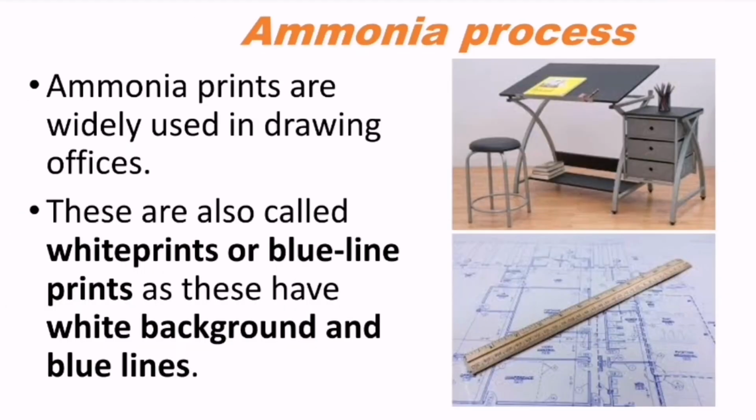Next process is the ammonia process, or ammonia printing process. Ammonia prints are widely used in drawing offices like this, and these are also called white prints or blue line prints, as these have a white background and blue lines. So previously we saw the blueprinting process, where the background is blue and the lines are white. Now the background is white in color and the lines are blue in color. So that is nothing but the ammonia printing process.